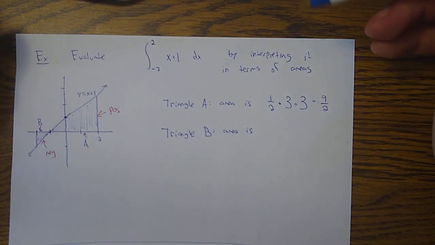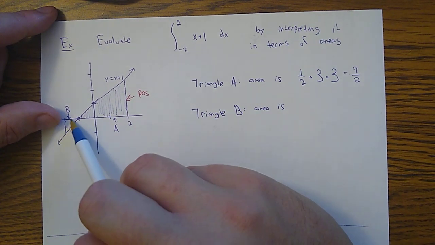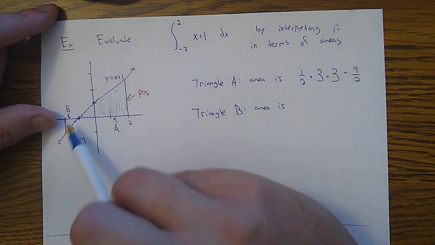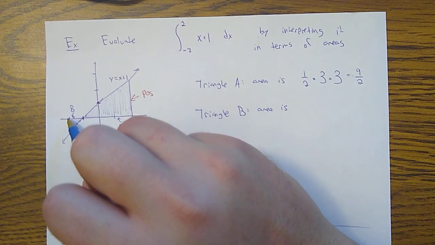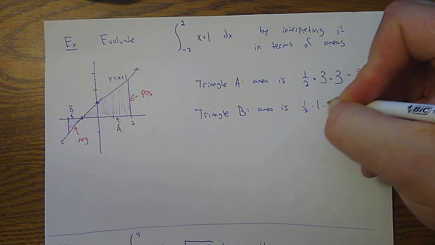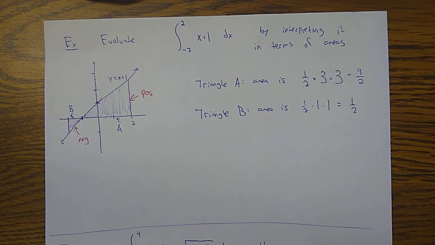So for triangle B, I'm not going to worry about the fact that this counts as negative, I'm just going to find the area of the triangle. Officially, when I say the word area, I'm always referring to a positive number. An integral involves area, but it counts certain areas as positive and certain areas as negative. So I'm going to find the area, and then I'm going to subtract. For triangle B, the height is 1 and the width is 1, so that has an area of 1/2.